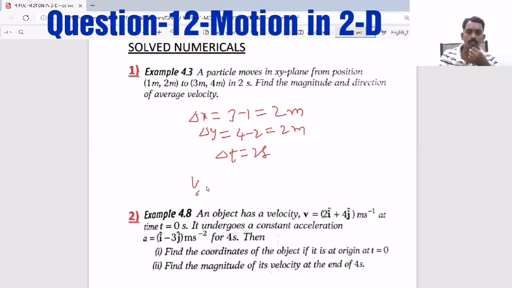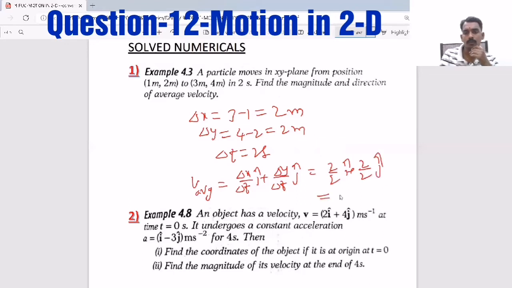Now average velocity means there is one x and one y. So delta x by delta t i cap plus delta y by delta t j cap. Now if you substitute, 2 by 2 i cap plus 2 by 2 j cap, so i cap plus j cap. Now to find the magnitude, you know how to find it: under root of i coefficient square plus j coefficient square plus k coefficient square. And direction, when they are asking for any vector.